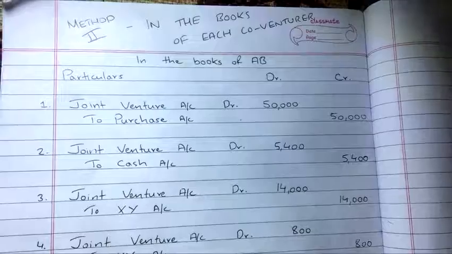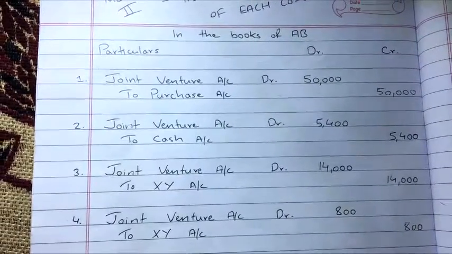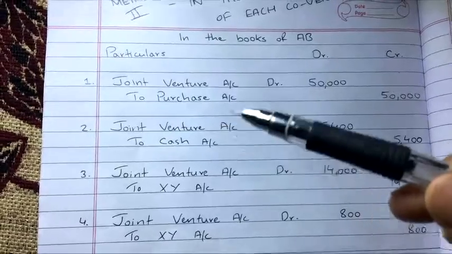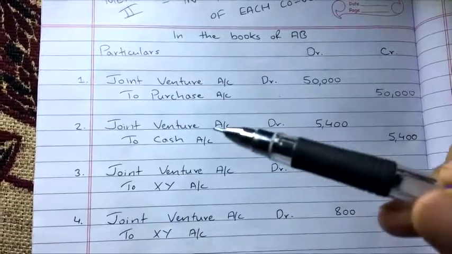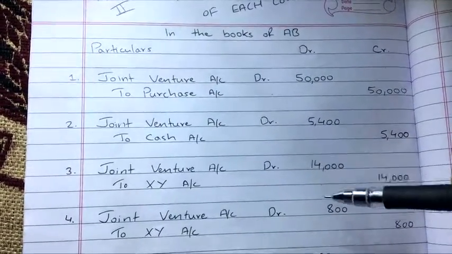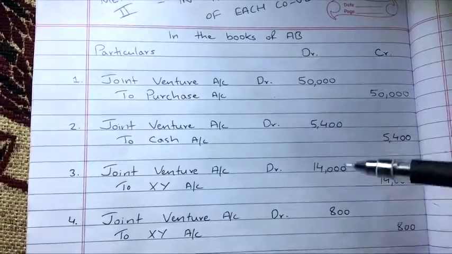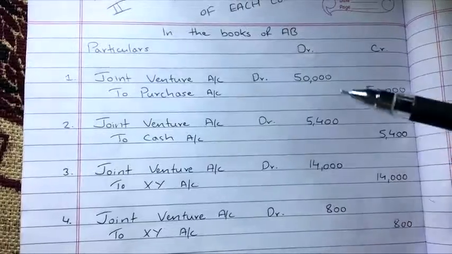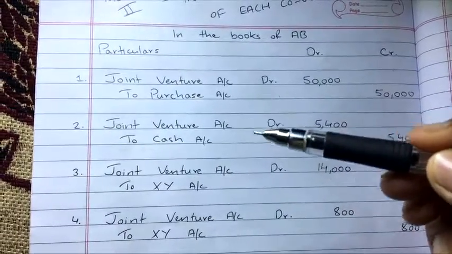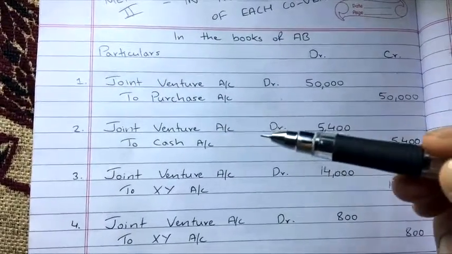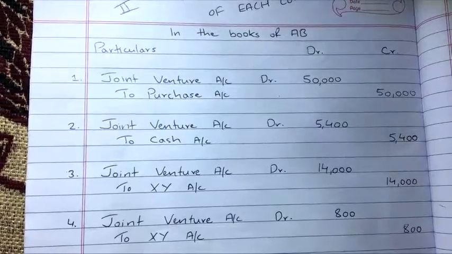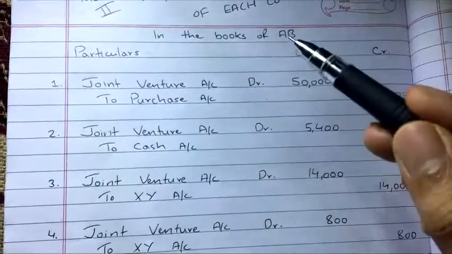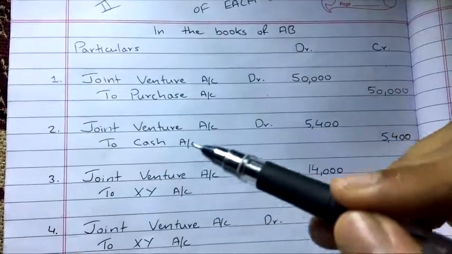Simple. All right, then what happened? Then AB made some expenses of 5,400 for the joint venture. So AB incurred some expenses for the joint venture, and now we come to know that the expenses are increasing. So whenever expense increases, you have to debit the joint venture because those expenses were incurred for joint venture. Joint venture account will be debited, and then the cash was being paid by AB, right? Cash was being paid by AB, so to cash account.